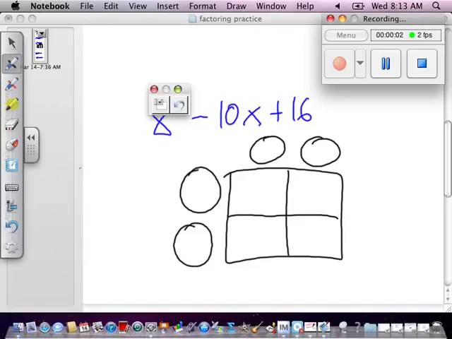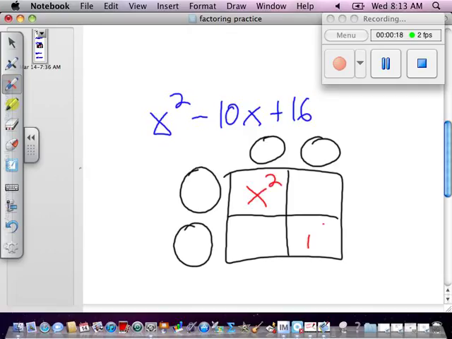All right, ladies and gentlemen, let's look at x squared minus 10x plus 16. So the first thing I'm going to do is fill in parts of my box. I know that this is still x squared. I know this is 16.